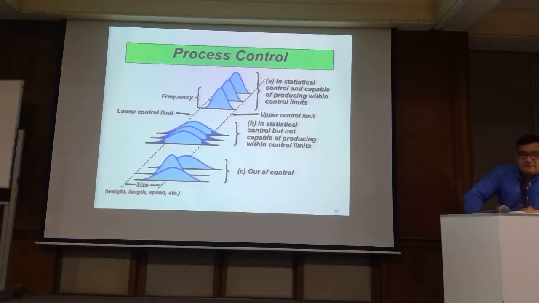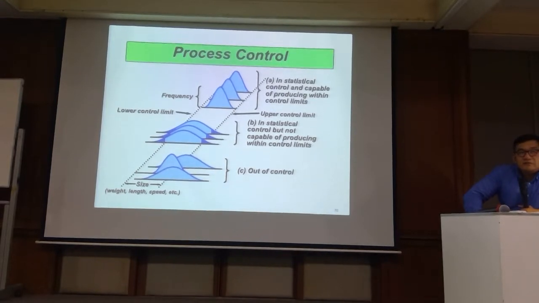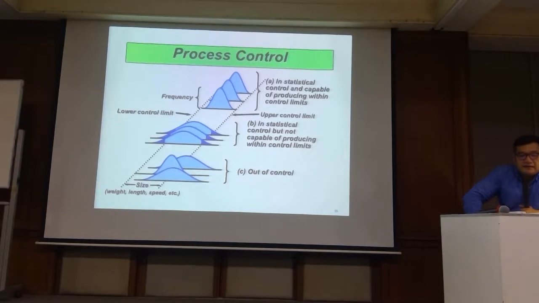Picture B actually seems like it's in control because the distribution is quite the same, but it doesn't provide output within the control limit or within the spec, right? So we don't want it, even though you can expect the output to be quite the same from time to time, because some of them are outside the control limit or the specification.